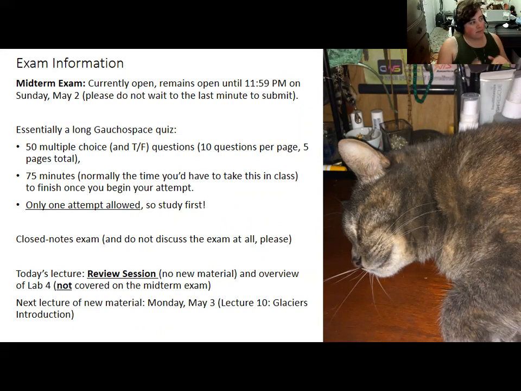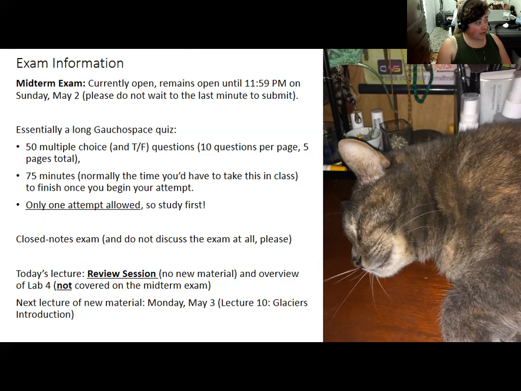So once you move on from one page to the next, you aren't set in stone. You haven't set your answers in stone until you actually submit everything at the end, until you push the submit button. And I would say there's one true or false question per page. So it's mostly multiple choice, but a couple of true or false questions also.